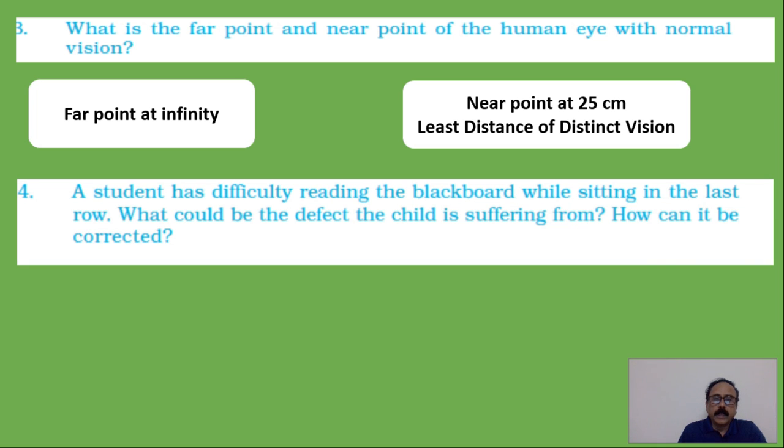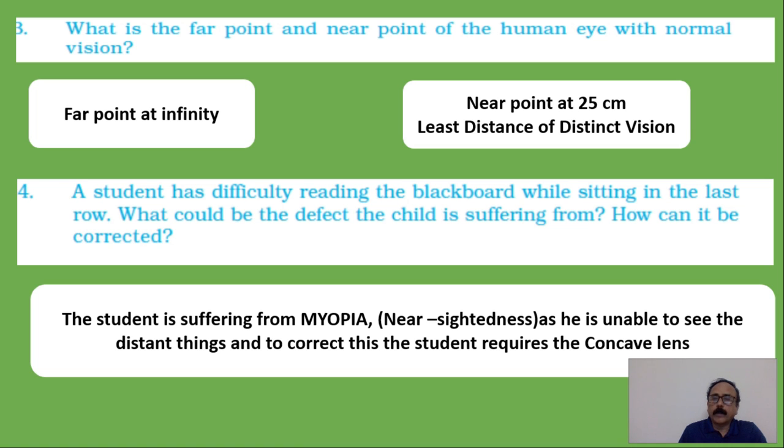Next question, a student has difficulty reading the blackboard while sitting in the last row. What could be the defect the child is suffering from? How can it be corrected? The student is suffering from myopia. That means he can see the nearest things clearly and he cannot see the distant things, that is, the things that are away from his eye. To correct this, we have to make use of concave lens.